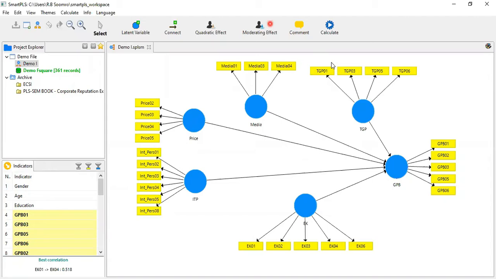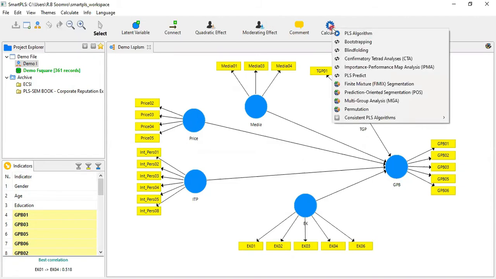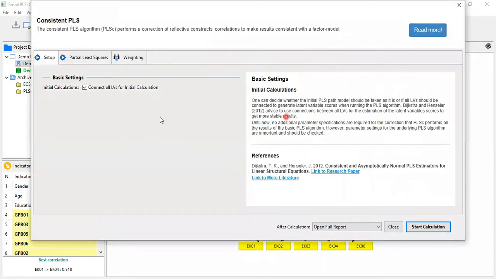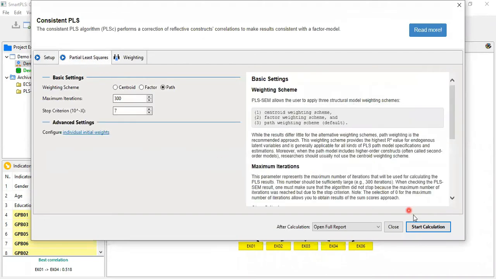Now we are going to apply it. First of all, to check the effect size, we have to go into the algorithm. Now all are reflective, that's why we prefer to go into the consistent PLS algorithm. Okay, now we have to connect. It has a benefit. Please read this whole paragraph, and then start the calculation. Other things should remain the same.